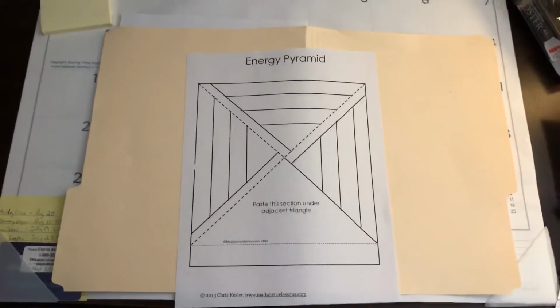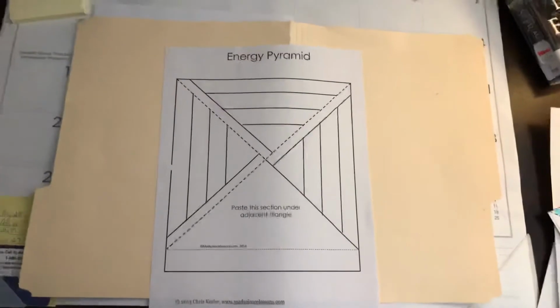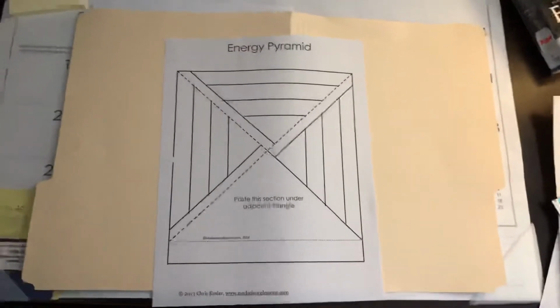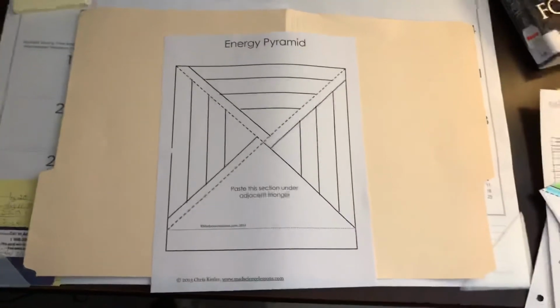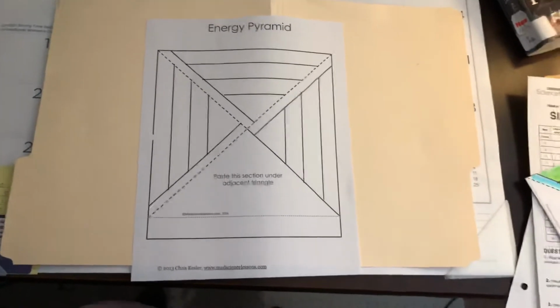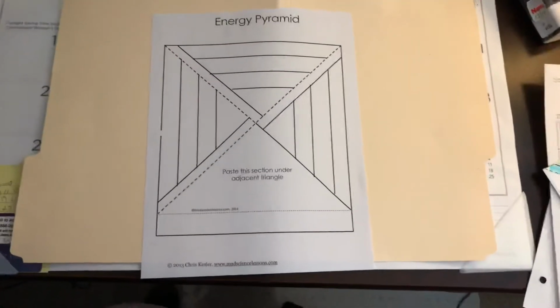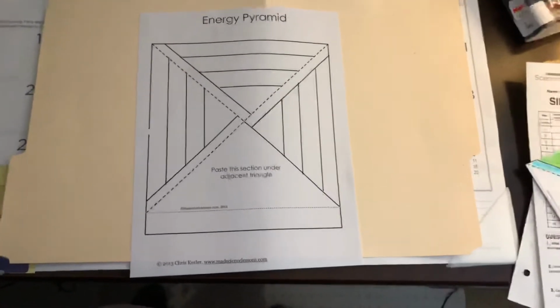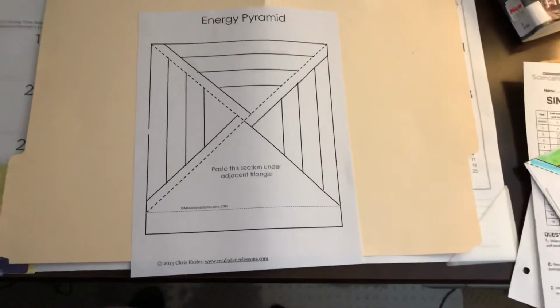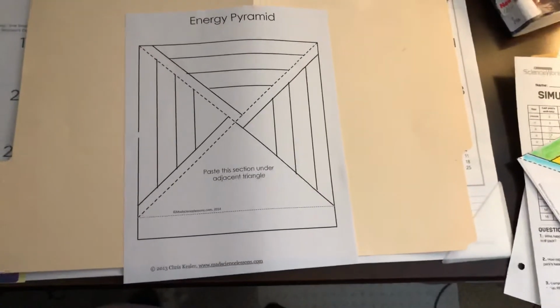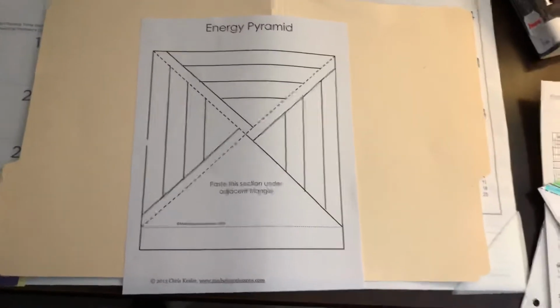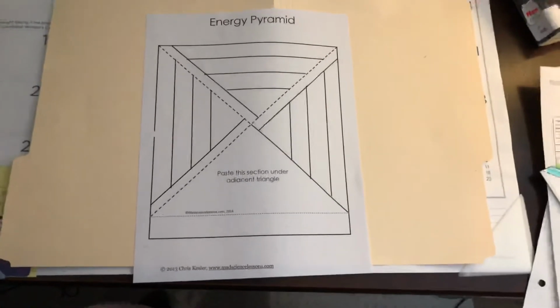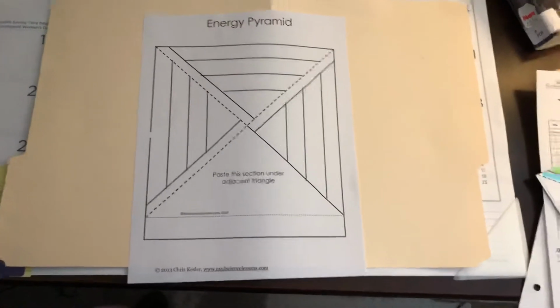Okay, so today we're going to take a look at the paper that looks like this. It says energy pyramid on it, and you're going to see lots of lines kind of going around, making it look like different triangles. Make sure that you have already watched the PowerPoint slides and taken the notes on energy flow and ecosystems before you watch this video and fill in this energy pyramid.